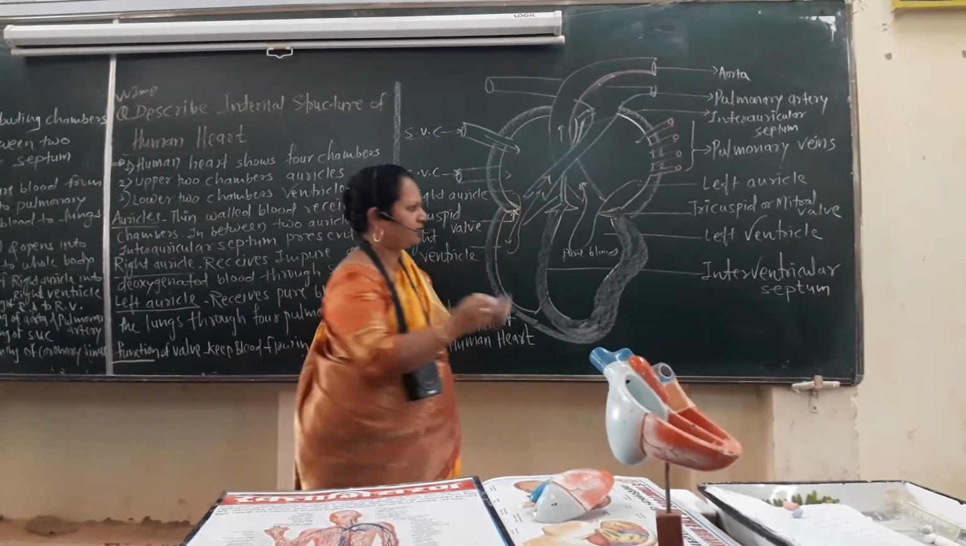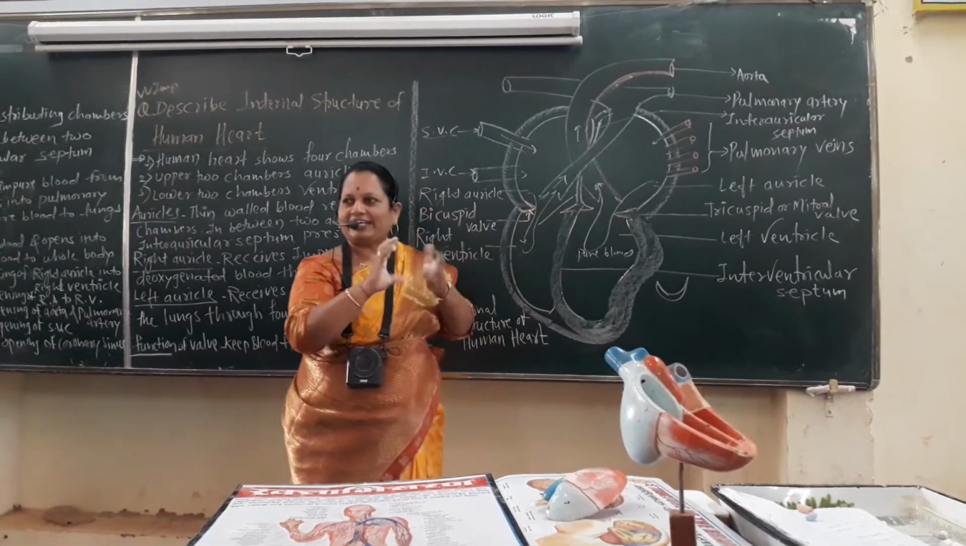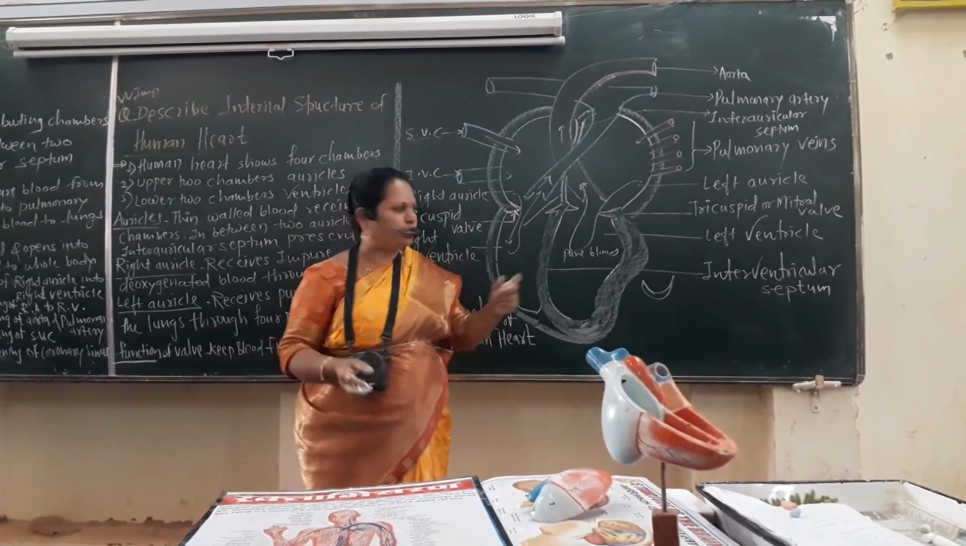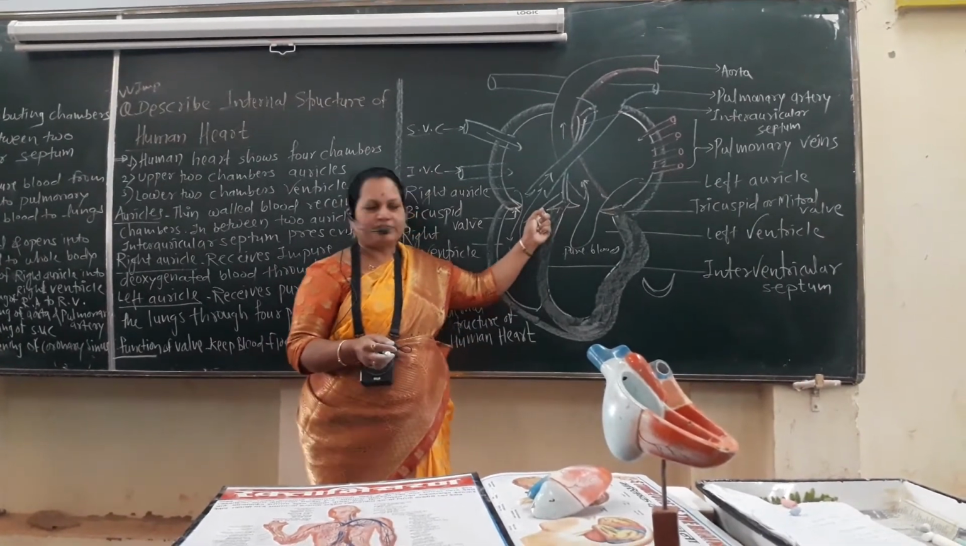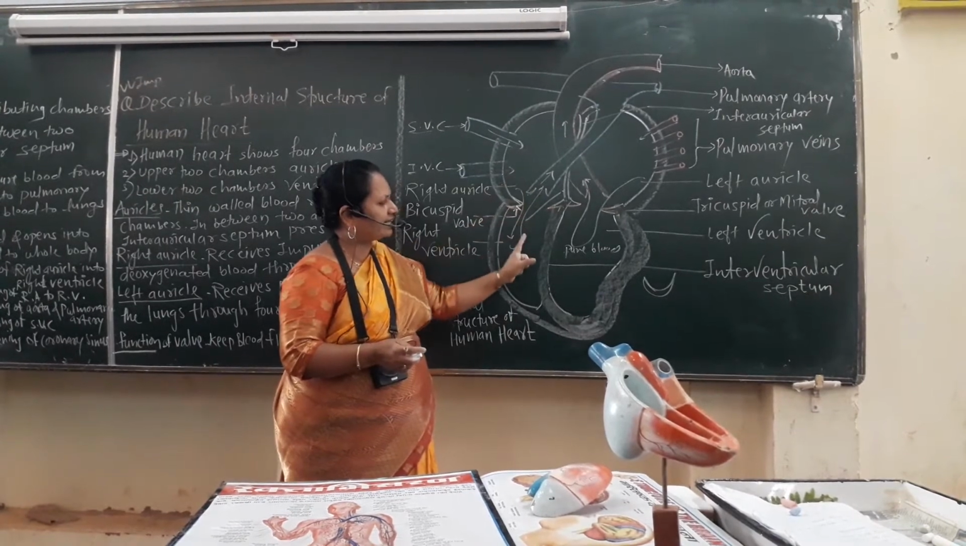What is meant by cusp? Cusp means half-moon shaped structure. These valves open and close. The sound of the heart, the lub-dub sound, is created due to the opening and closing of the valves. The human heart has the tricuspid valve at the opening between the right auricle and right ventricle.